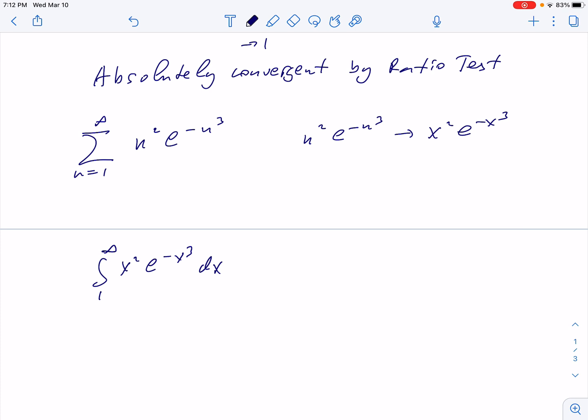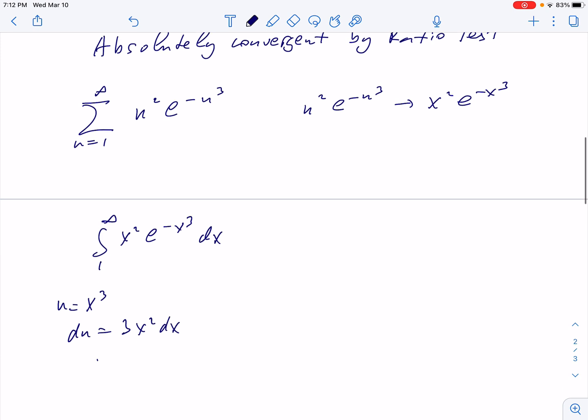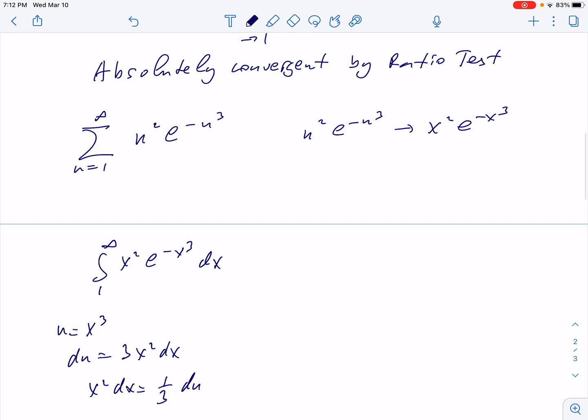For example, I can take x cubed to be a new variable, u equals x cubed, du will be 3x squared dx. X squared dx will be 1/3 du. So this product appears in the integral. And the limits are the same. When x is 1, u is 1. When x goes to infinity, u goes to infinity.